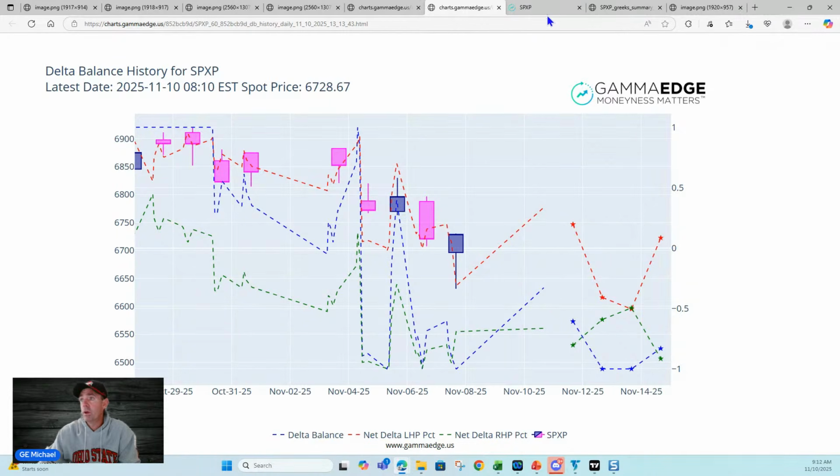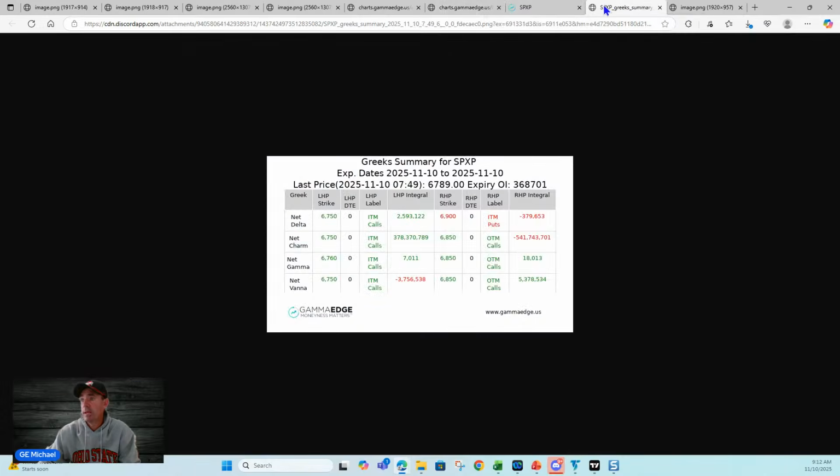All right, let's move on to the SPXP net stack command. High sensitivity levels for today. So let's take it line by line. This net delta column is in the money calls below us at 6750. You can see the left-hand plane integral is significant. Again, those will be supportive on any pullback.